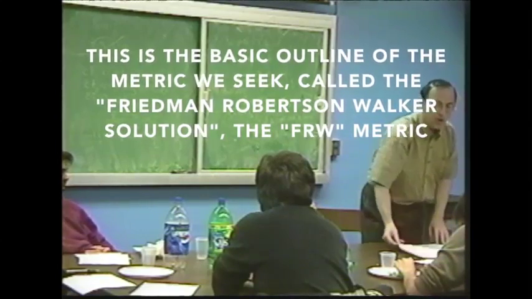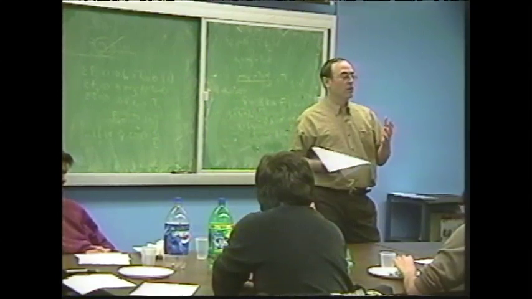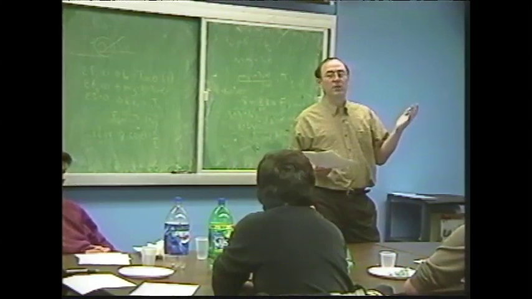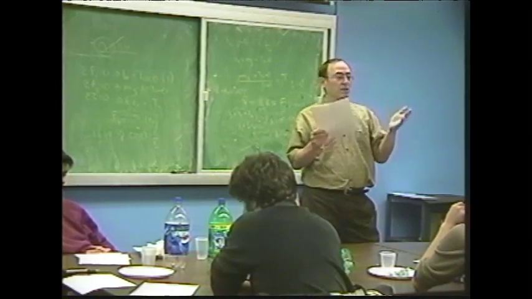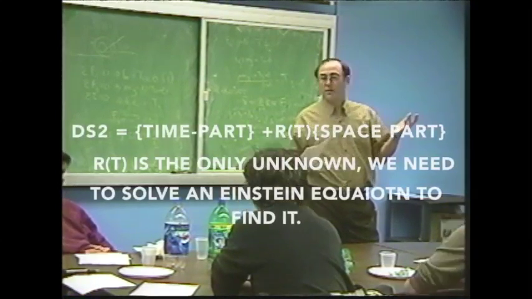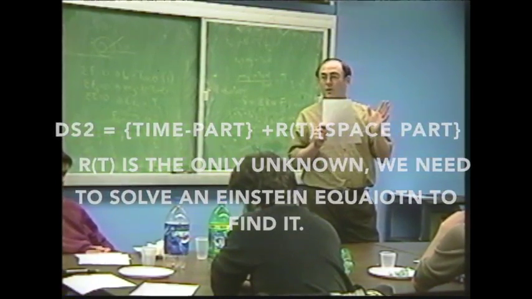This is the Friedmann-Robertson-Walker solution, the cosmology solution that gives you the expansion of the universe, a metric which we think corresponds reasonably to what the universe is like. And we'll solve the Einstein equations for that one unknown, basically a function of time in front of the spatial part of the metric.